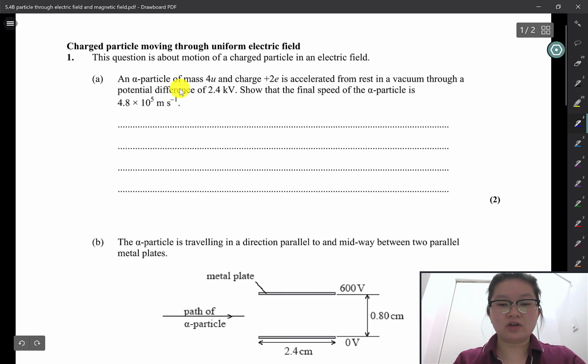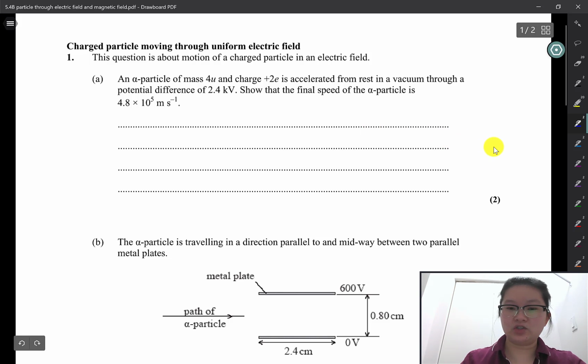It also has a charge of 2e, which is 2 elementary charge, which is 2 protons. It is accelerated from rest in a vacuum through a potential difference of 2.4 kilovolts. Show that the final speed of this alpha particle is 4.8 times 10 to the power 5 meters per second. So very nice juicy question here.